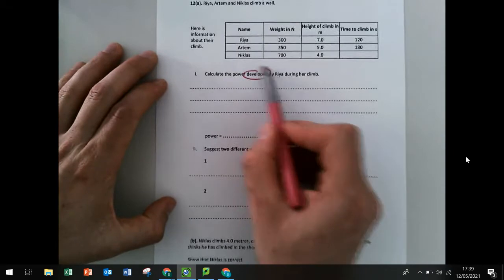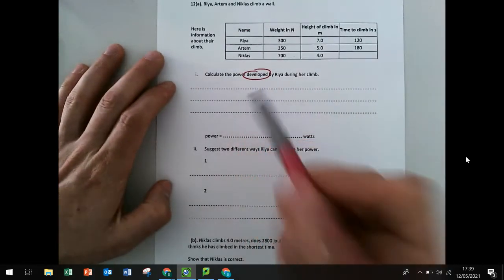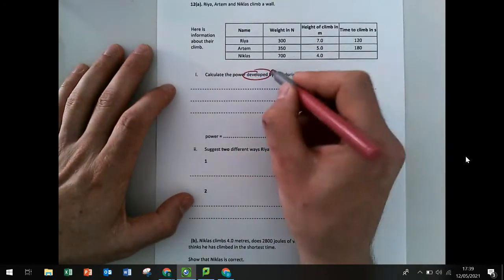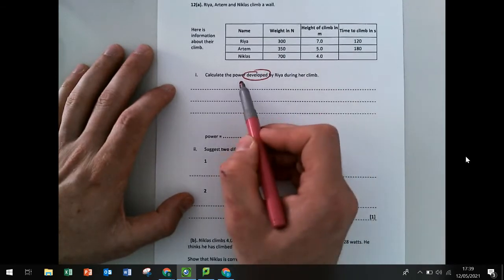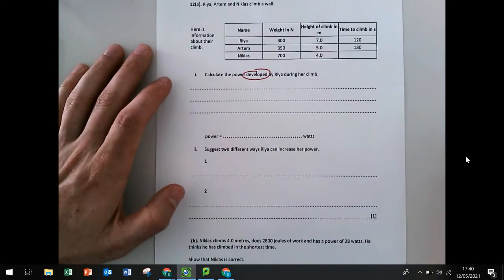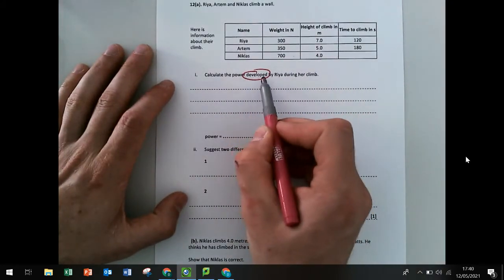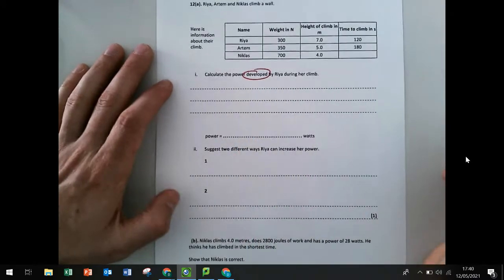Now, this is quite an unusual term, developed, and it does sometimes catch people out, but it basically just means calculate Rhea's power, right? How much power is involved. So don't be thrown off by this word. It doesn't mean anything different. It just means calculate the power.